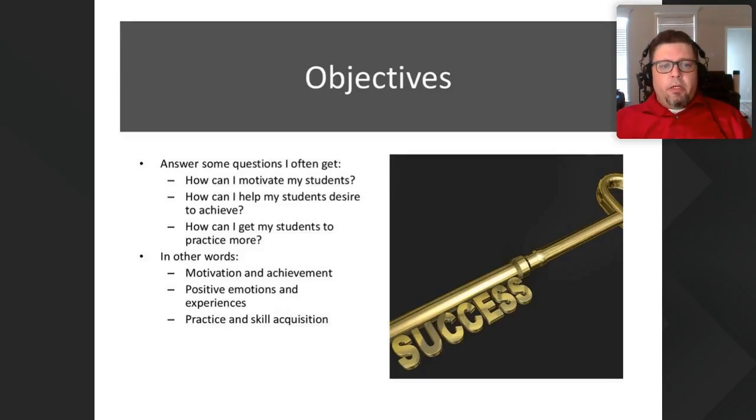Well, we're going to look at three categories. We're going to look at motivation and achievement, how to create positive emotions and experiences, unlike old Clarence there playing on the street corner with Mr. Blanchard cursing at him, and practice and skill acquisition. These seem to be some concerns I get from a lot of teachers, so I thought I'd put some psychological precepts in it, all building to the success of the student.